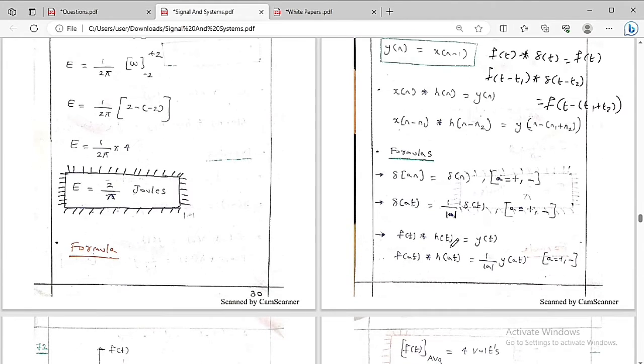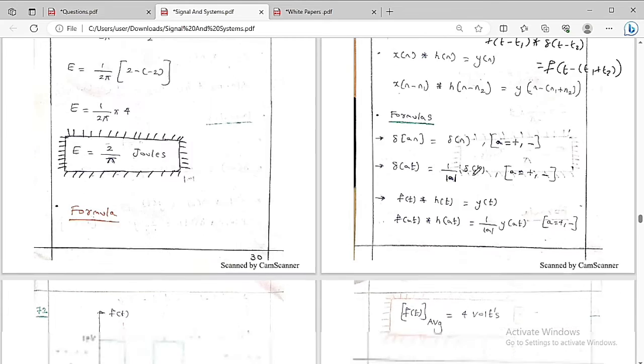So finally the important formulas are: delta of an is equal to delta of n, where a can be positive or negative; delta of at is equal to 1 by mod a into delta of t, where a can be positive or negative; and if f of t convolution h of t is equal to y of t, then f of at convolution h of at is equal to 1 by mod a into y of at, where a can be positive or negative. So this is the actual solution of this question.